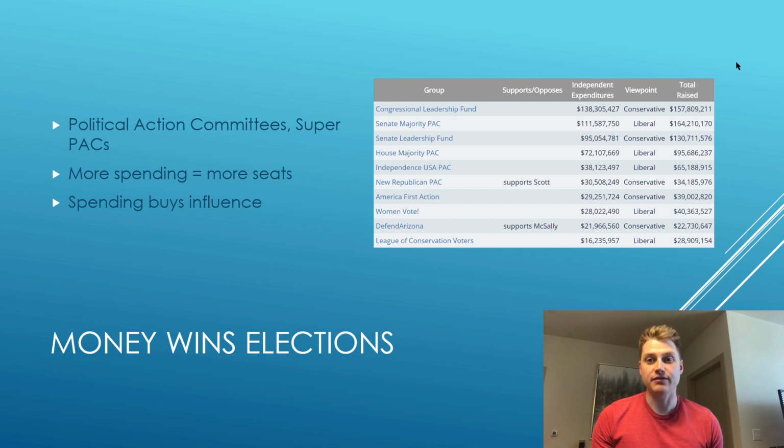And this becomes very influential on the candidates because their main job is to keep getting elected so that they can vote the way that their people want them to vote. So the money has a very interesting tie into all of this and how everyone gets elected and who stays in power.